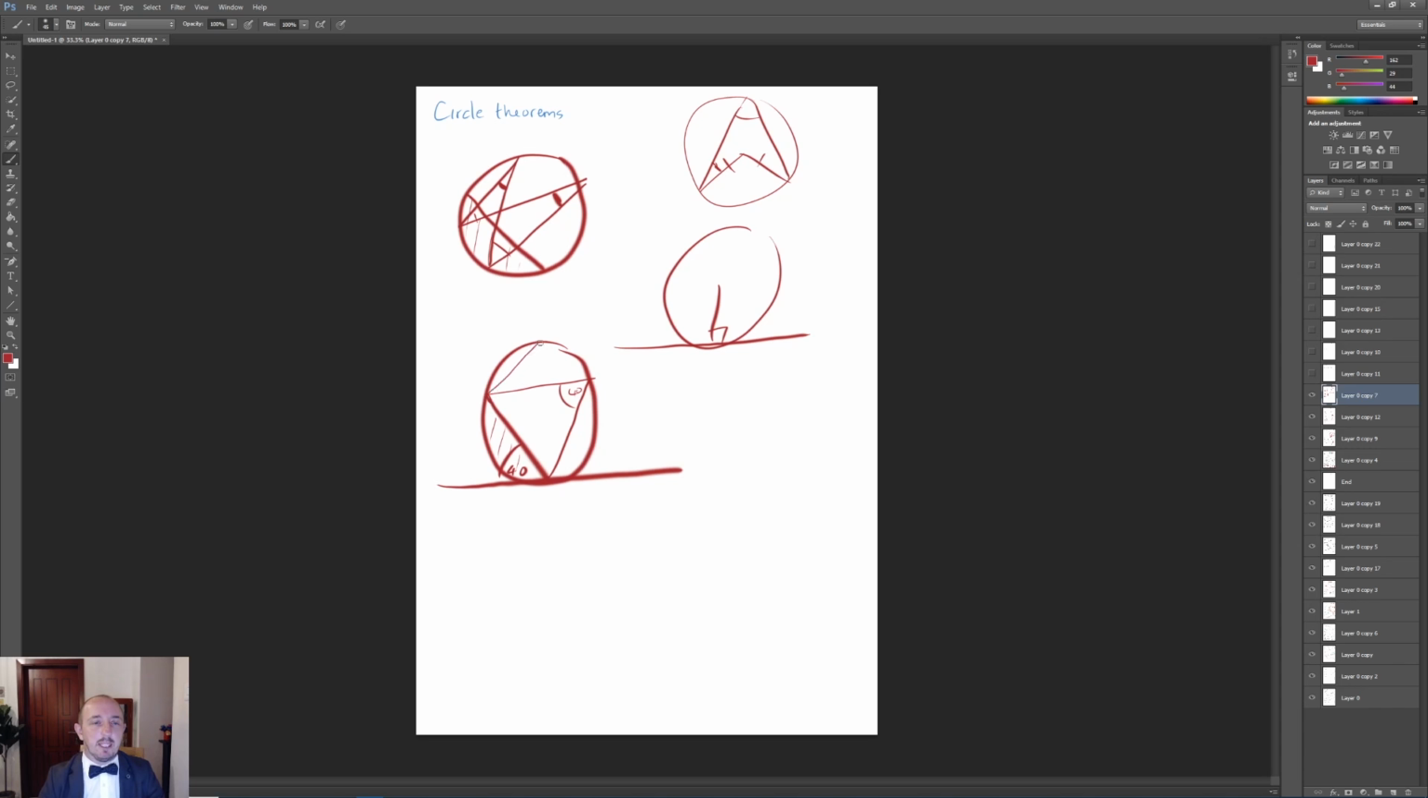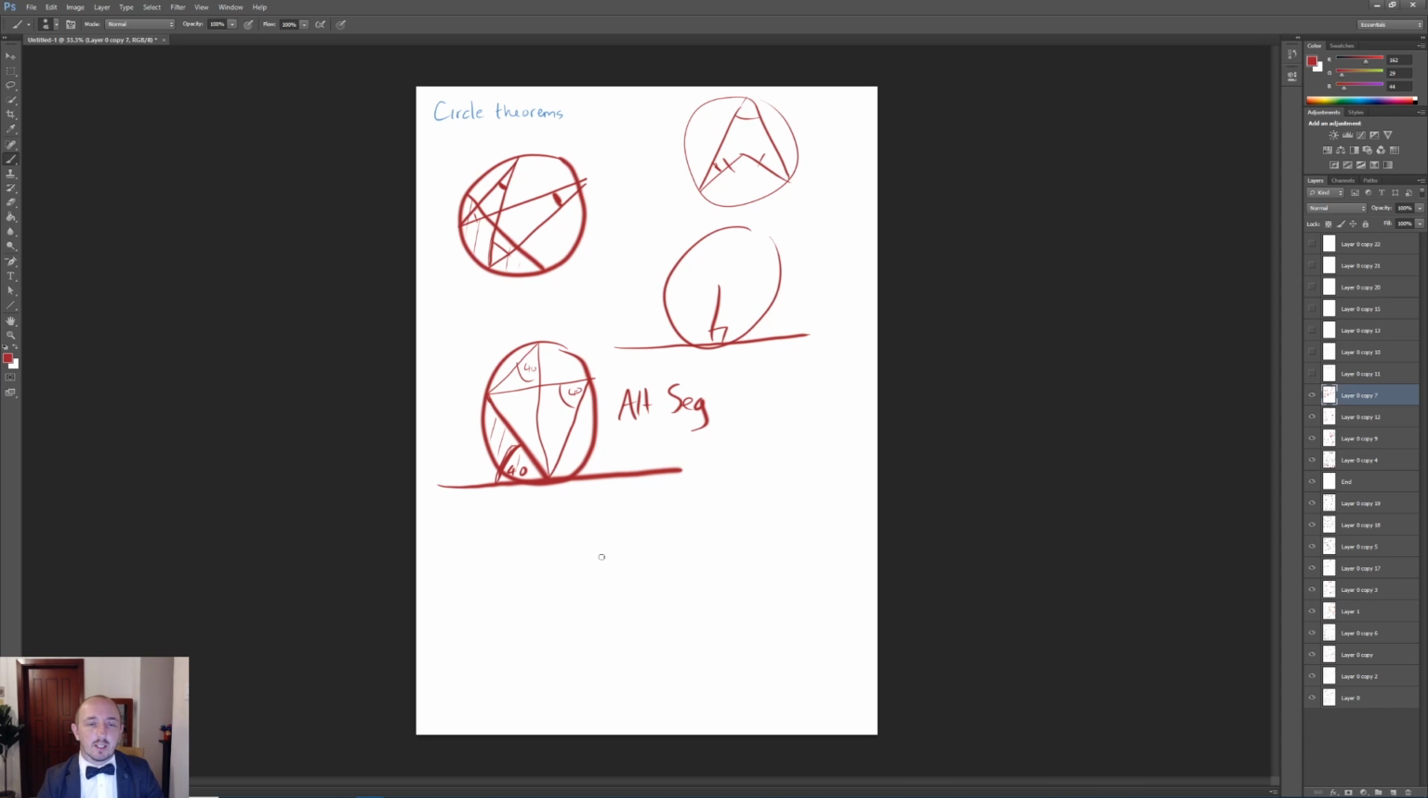If I made it up here, that would be 40 as well. You may recognize this sort of shape. This is called the alternate segment theorem, and that's one Edexcel seem to like to keep asking, because students don't get this. So you're looking for an angle that is in one segment, and it will match the angle in the other segment.